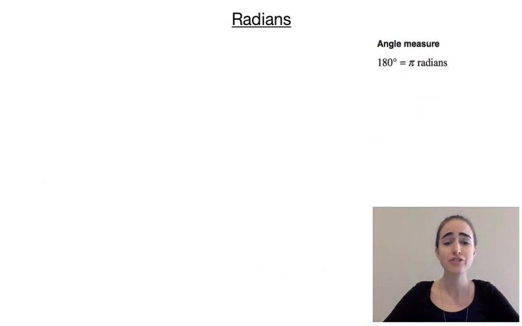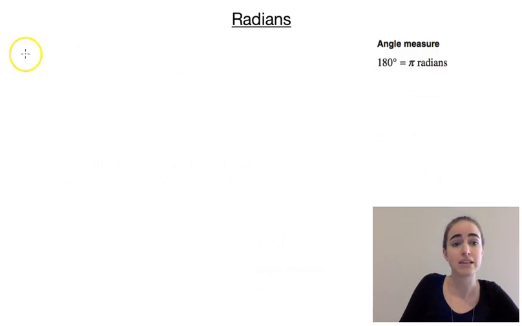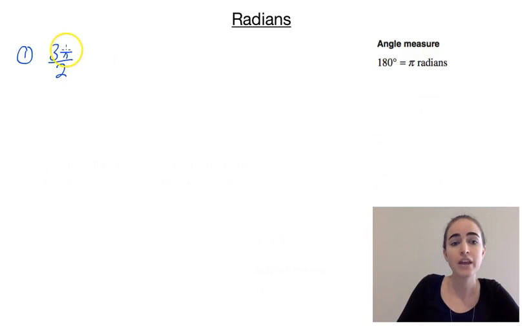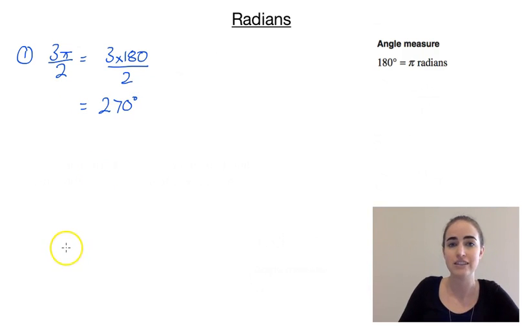All right, so now we have two different ways of measuring angles. We have degrees and we have radians, and we need to be able to convert between those two measurements. So let's have a look at some examples. For our first one, we've got 3 pi over 2 radians, and we want to convert that into degrees. We know that pi is equal to 180 degrees, so we're going to have 3 times 180 over 2, which will end up giving us 270 degrees.